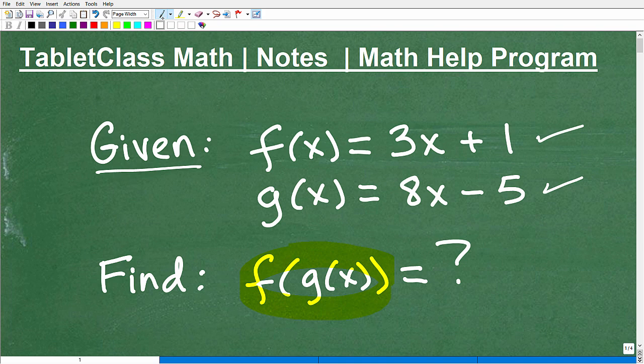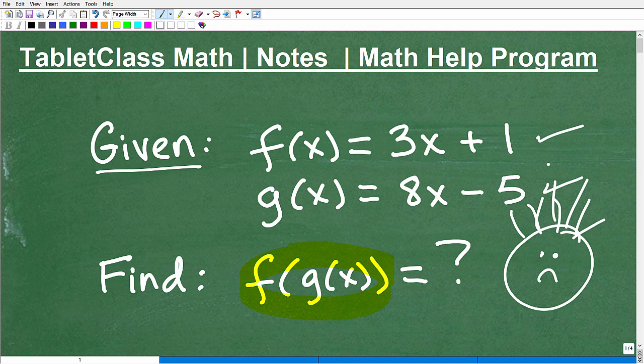It's one of these things that confuses a lot of students. I have seen so many of these over the years when it comes to composite functions. They're like, I don't understand. Functions are already confusing enough, and then when you throw something like this at me, my hair stands up and I want to rip up my paper.